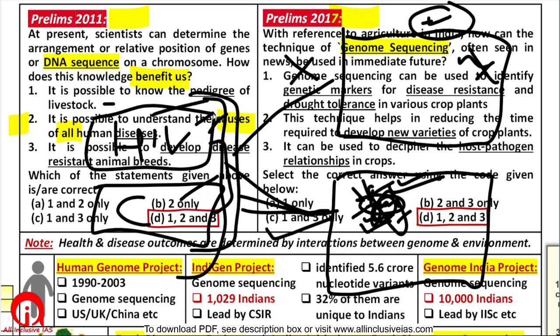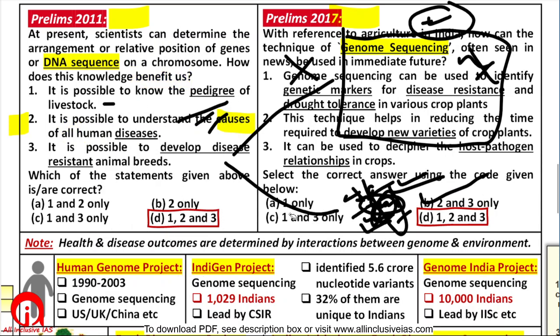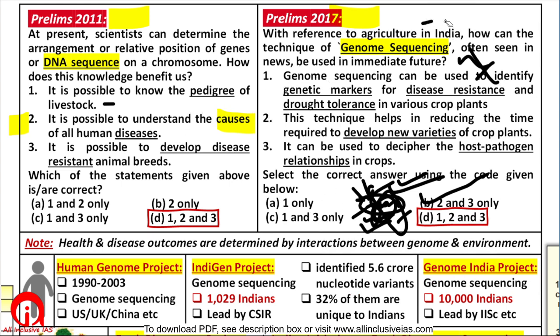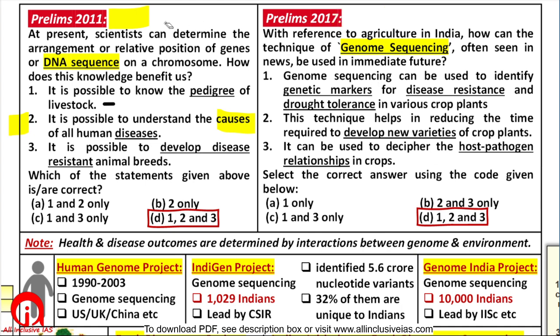So no injection is required in a way. Traditionally we have those pathogens and antigens, that is not required. Inbuilt in the genetic code of the human, we have given the immunity against the HIV virus. So like this, the second sentence is also correct, that it is possible to understand the causes of all human disease, even if it is a non-genetic disease.